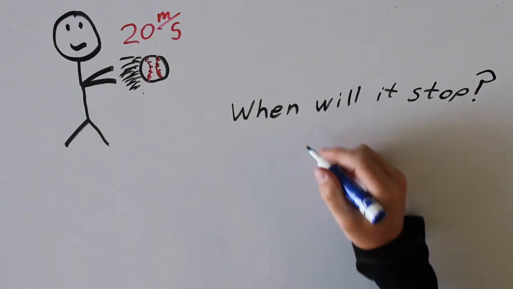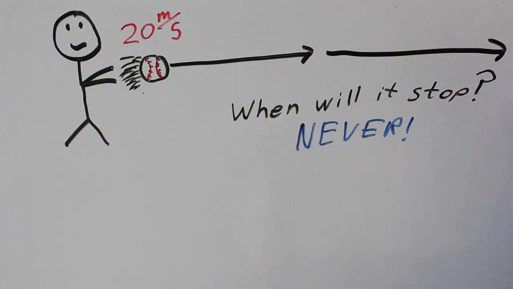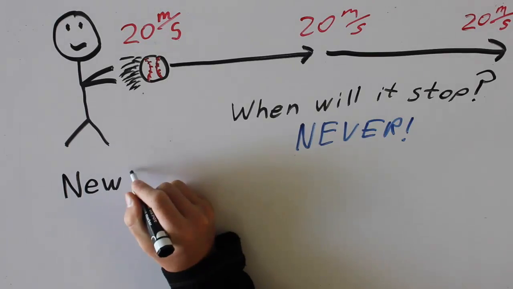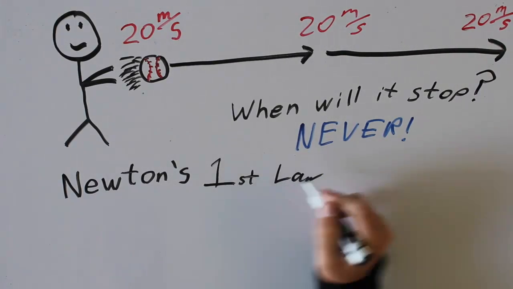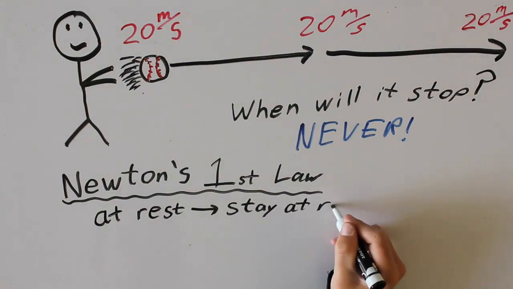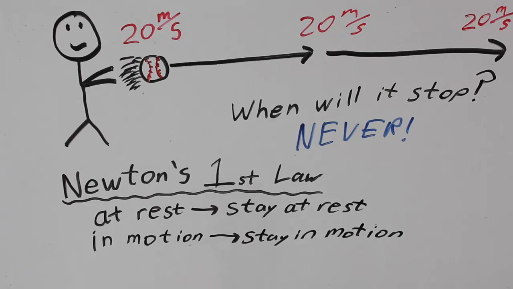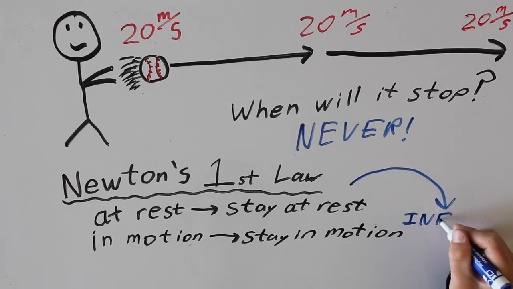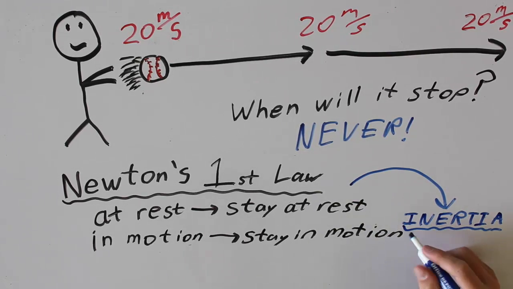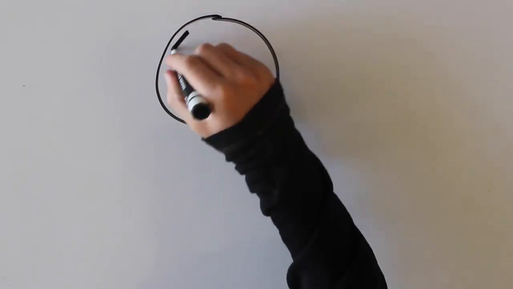That ball will actually never stop. It will keep moving in a straight line at a constant speed until another force is applied to that ball. Newton summarized this behavior with his first law, which states that all objects at rest stay at rest until acted upon, and all objects in motion remain in motion in a straight line unless acted upon. Objects tend to resist change in motion. This tendency is called inertia, and objects with greater mass have more inertia than objects with less mass.